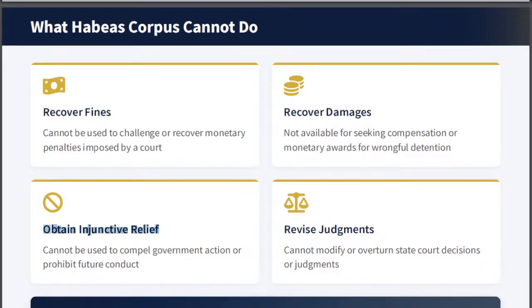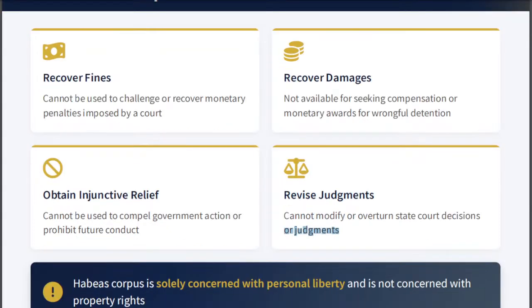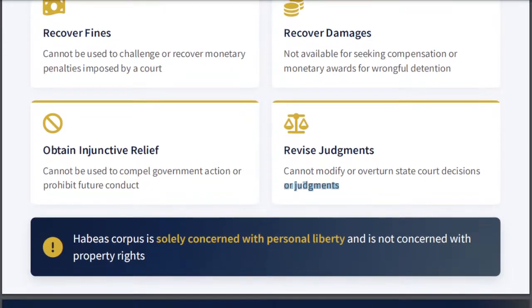It cannot obtain injunctive relief; it cannot be used to compel government action or prohibit future conduct. So no injunctions with habeas. And it cannot revise judgments; it cannot modify or overturn state court decisions or judgments. Habeas corpus is solely concerned with personal liberty and is not concerned with property rights.